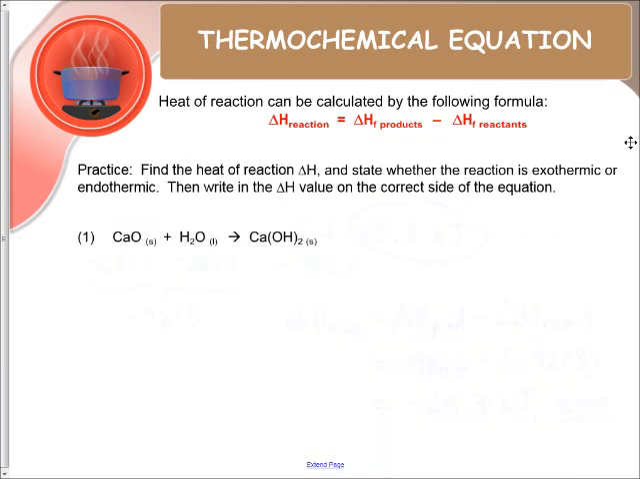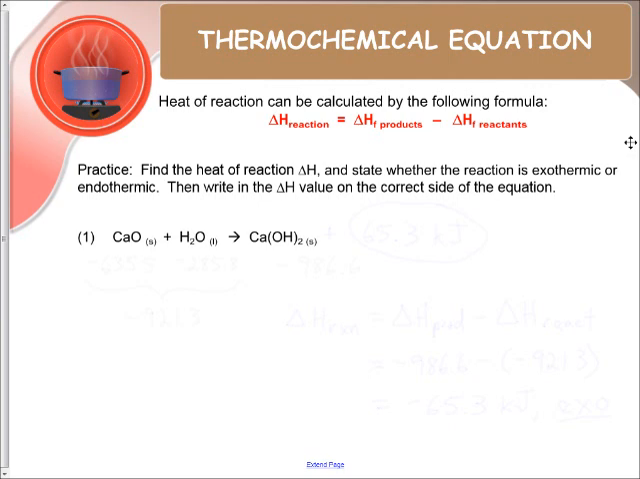Okay, our first practice equation. Find the heat of reaction, the change in H, and state whether the reaction is exothermic or endothermic. Then write in the change in H value on the correct side of the equation. So we have solid calcium oxide plus H2O, and that's reacting to form calcium hydroxide.